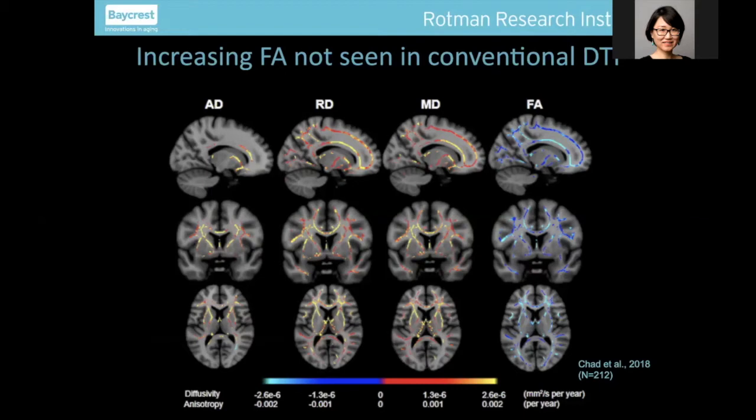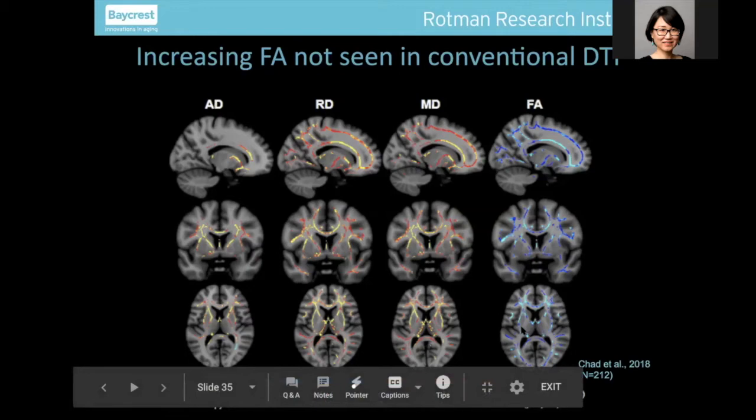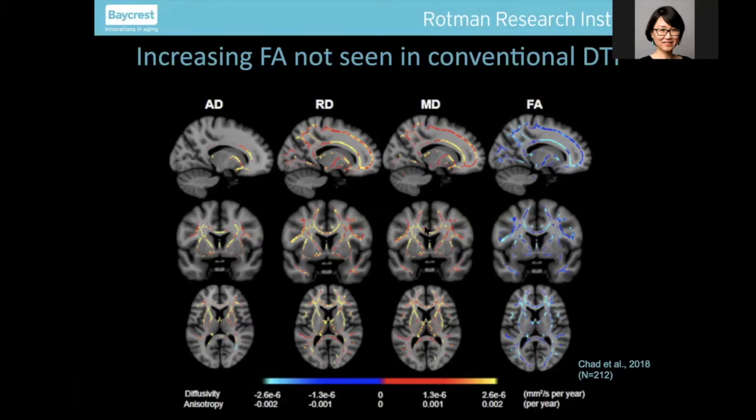So we tried to see if we can see the same thing with a much smaller data set. This is a data set from the MGH, 212 subjects, with conventional DTI metrics here, including axial diffusivity, radial diffusivity, mean diffusivity, and fractional anisotropy. So as we expected, we do not see any increase in FA anywhere. But we do see this increase in diffusivity. This is all in accordance with the literature.